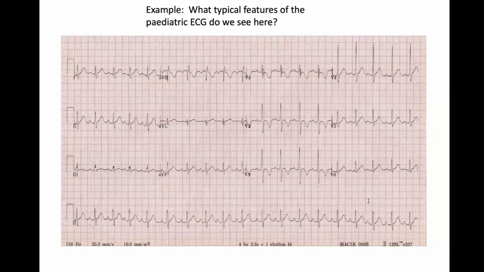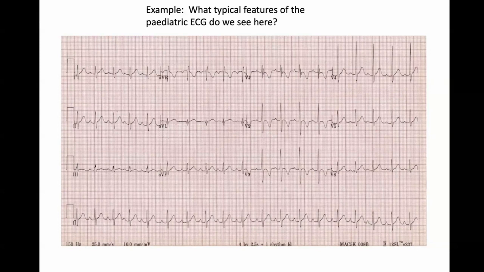Okay, so we can also see here that the heart rate looks quite fast. If you were to see this in an adult patient, you would be worried that this patient is tachycardic. If we had to work out the heart rate, I think it comes to about 110 beats per minute. But as also mentioned, this could be a normal variant depending on the age of the patient.